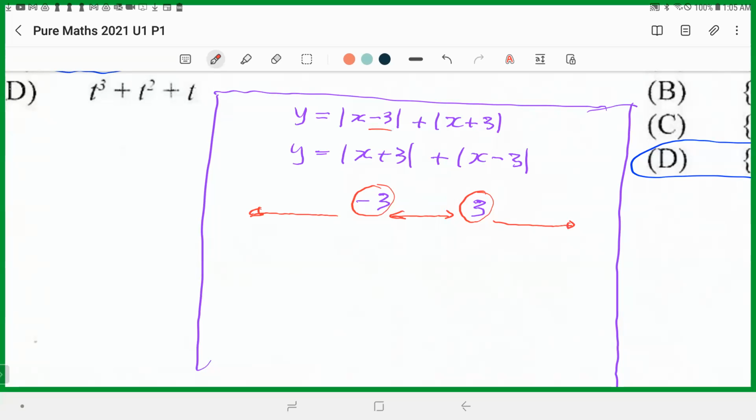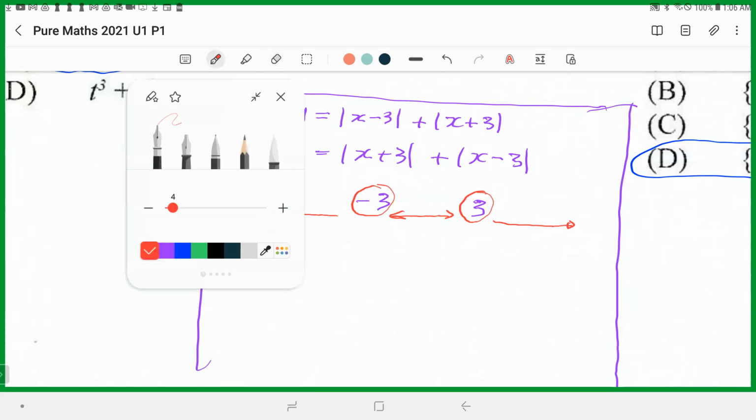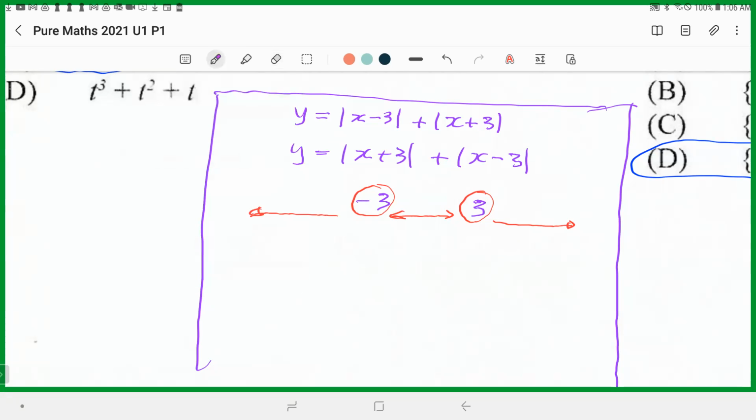So each of the modulus functions changes depending on which side of the 3 and the negative 3 you're at. Watch this now. One thing you have to remember about a modulus is that a modulus is really two functions in one. Because it is positive when itself is positive, but it is negative when itself is negative. So for example, you see the modulus of x minus 3, the critical value is 3, right?